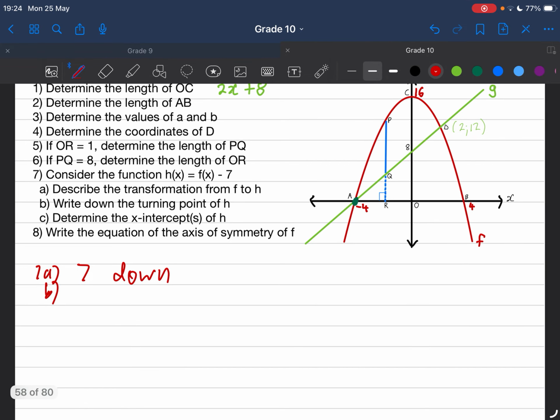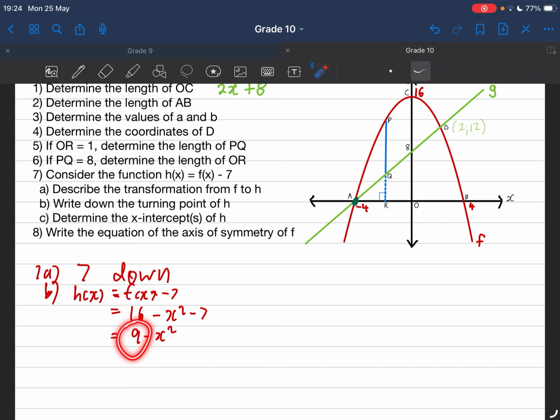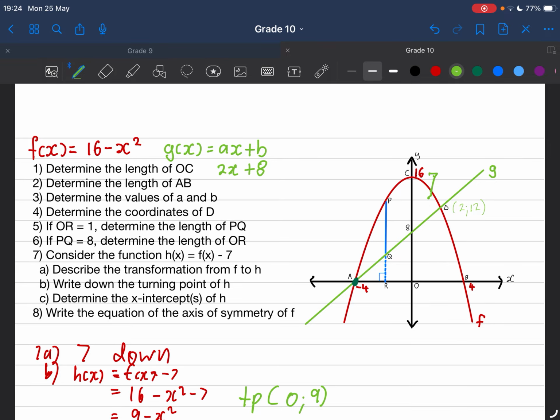Write the turning point of h. So if it's moving down, so remember h of x is equal to f of x minus 7. So it's equal to 16 minus x squared minus 7. So it's basically 9 minus x squared. Alright, 9 minus x squared. So now what's the turning point of this graph? So this is your q value. Remember, it's basically minus x squared plus 9. So your q value is 9. So the turning point has to be 0 and 9. So basically from 16 it moved down 7 units, and that's the new turning point.